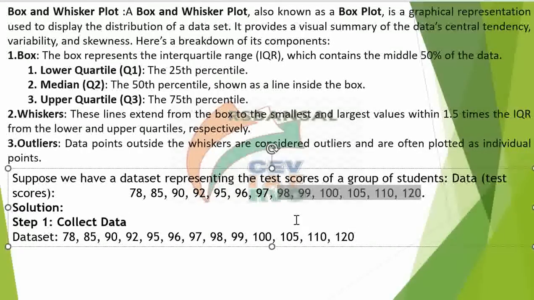Again, see here there are six terms: 1, 2, 3, 4, 5, and 6. So the number of terms is even, which means you have to take the mean of these two values, 100 plus 105 divided by 2. 102.5 will be the median of this upper quartile.